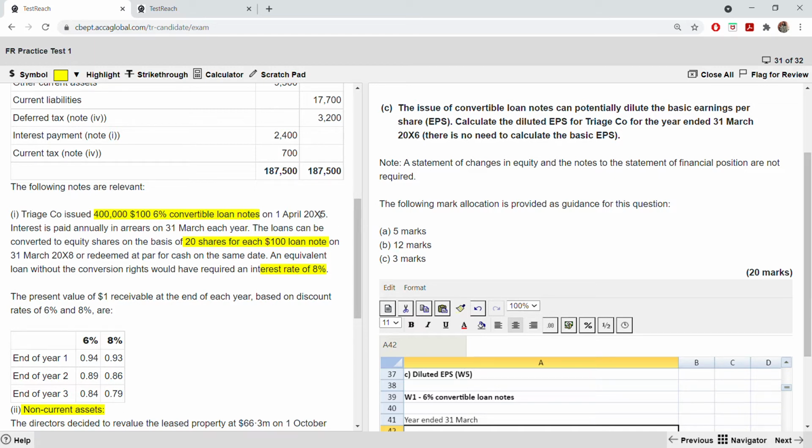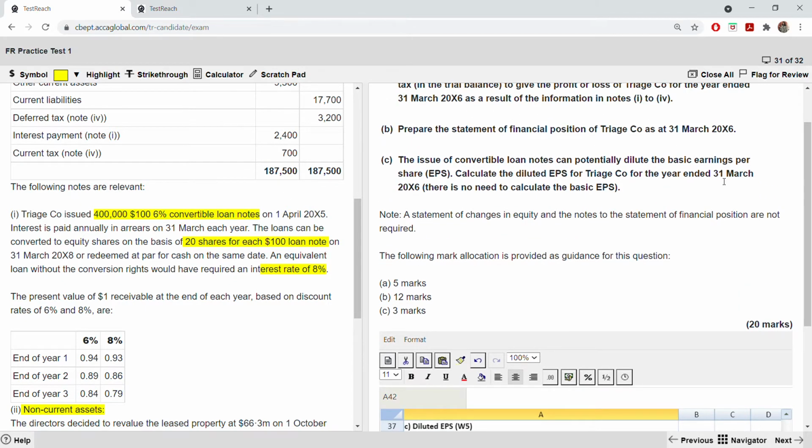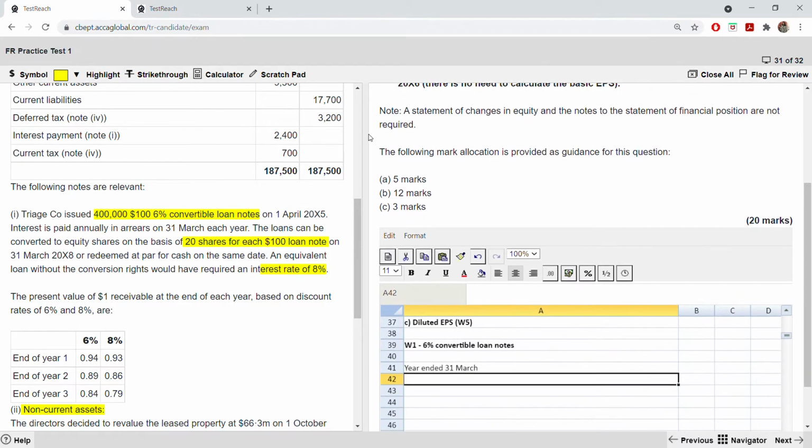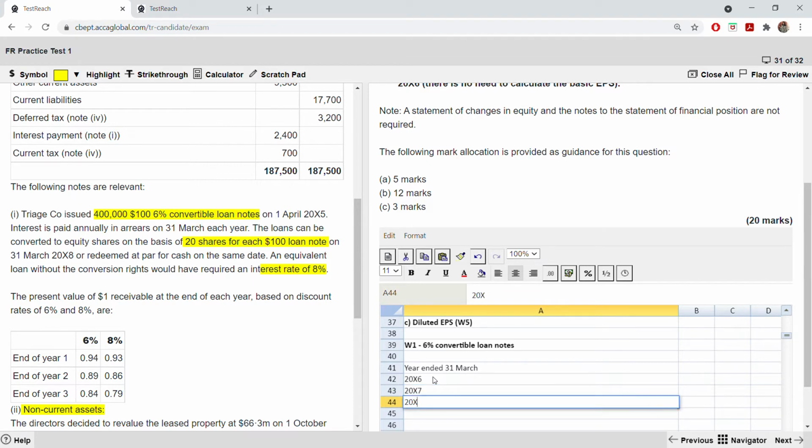After this year, if you see here, it is only till 31st March 2006. But we need to calculate it because we have to take the debt part and the equity part of it. So we need all the 3 years. If you want to find the equity, the equity is obtained only after 3 years. First we have to get that equity component. So it will be years ended 31st March 2006, 2007, 2008.